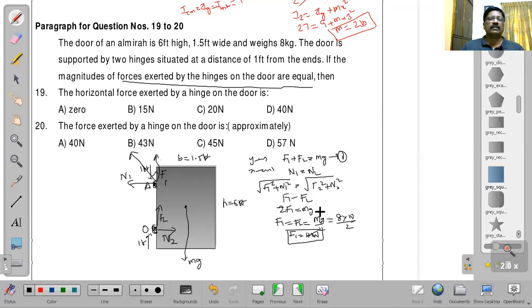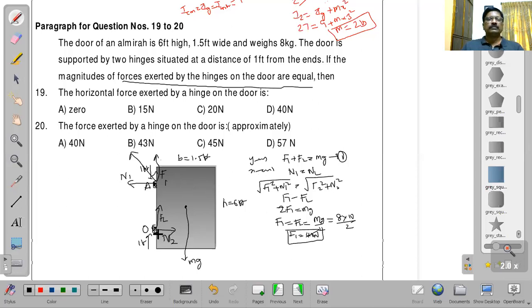This is the force exerted by the hinge. Here they ask the horizontal force exerted by the hinge on the door. It is the vertical force exerted by the hinge on the almirah. What about N1? F1 is equal to 40 Newton, you got.